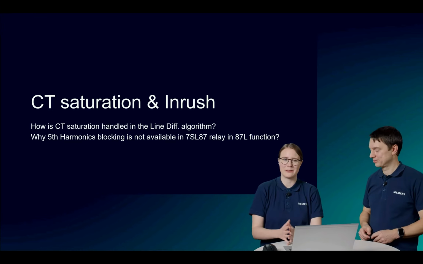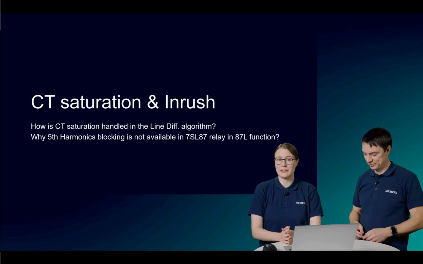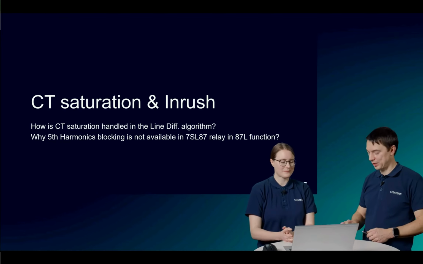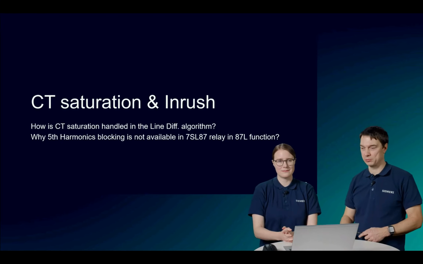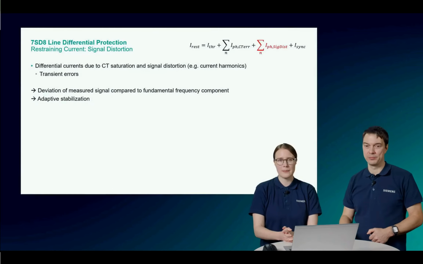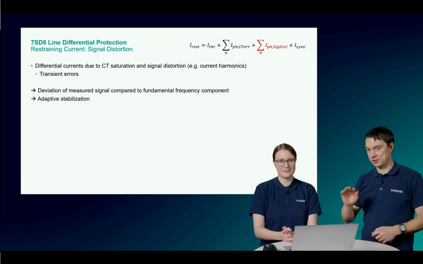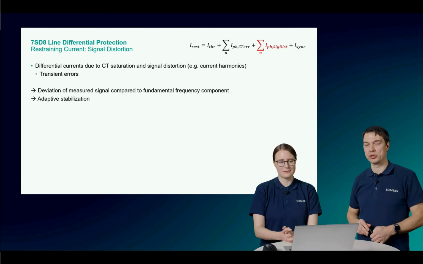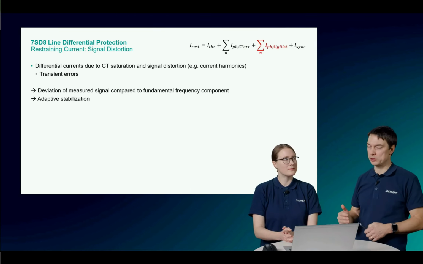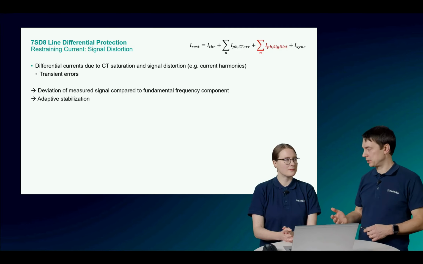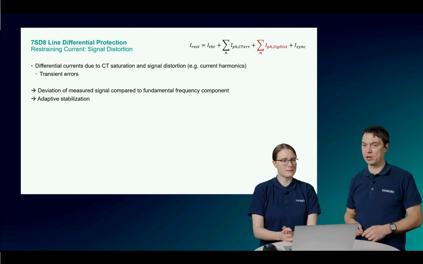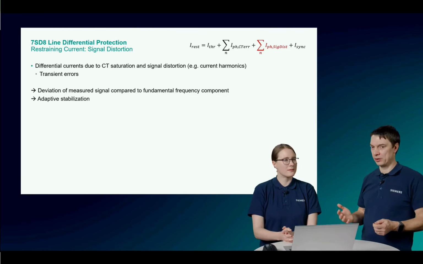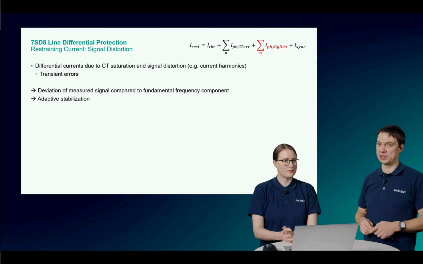So the question is, how is CT saturation handled in the line differential algorithm? And the second question on this topic is why fifth harmonic blocking is not available in the 7SL87 relay in the 87L function. Yes, this is also a topic which was presented in the first webinar, and also linked to this single slope characteristic. As I showed already in the previous slide, the calculation for restraining takes into account the minimum threshold, then the component which comes from the CT errors, which I explained before, and now it comes to a stabilization component based on signal distortion.